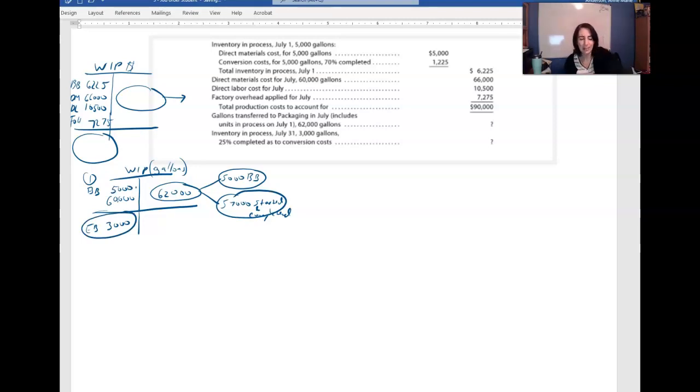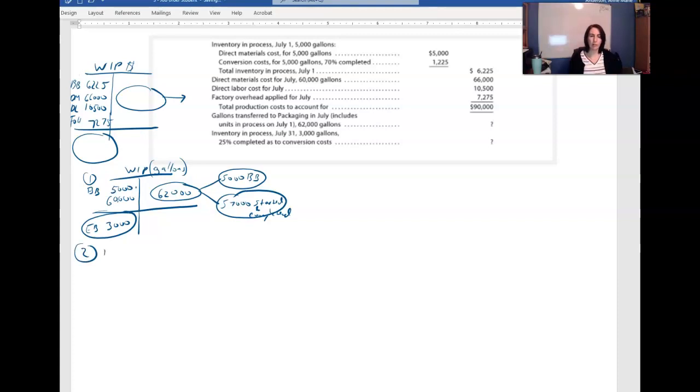Like I said, I like to see it in a T account because I think, for me, that just works. I like the visual of a T account. Okay, so those are the units that we transferred out to the next process. All right, so now let's go on to our step 2 here. Our step 2 is now going to be to assign costs to these three categories.